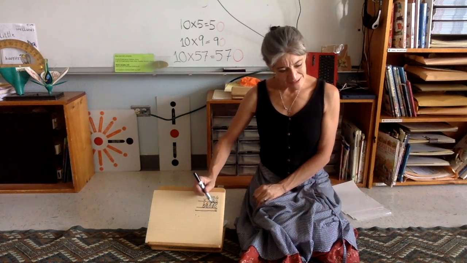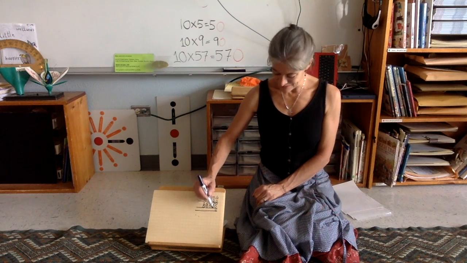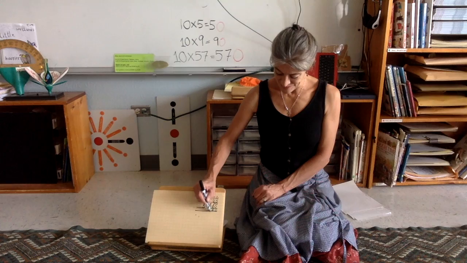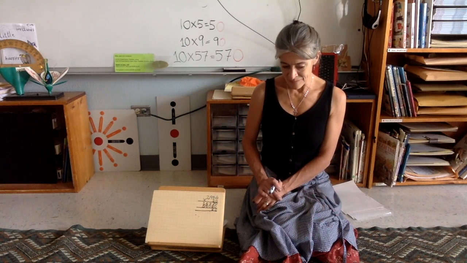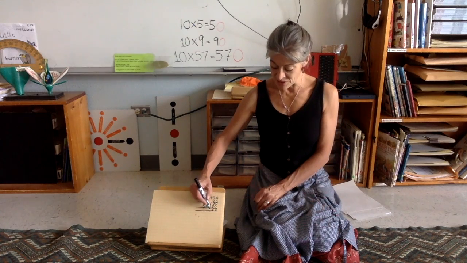15. How do we write it? A 5 and a tiny 1. Yes. Keep going. You're doing very well. 7 plus 0 is 7, plus the 1 is 8. Good. 7 plus 0 is 7, plus the 1 makes 8.